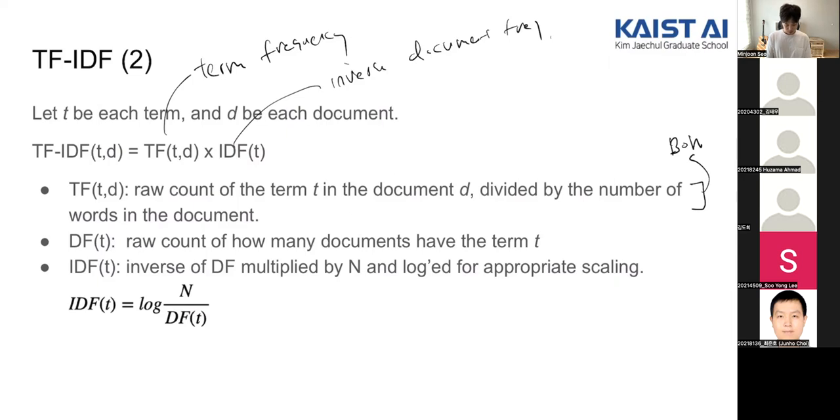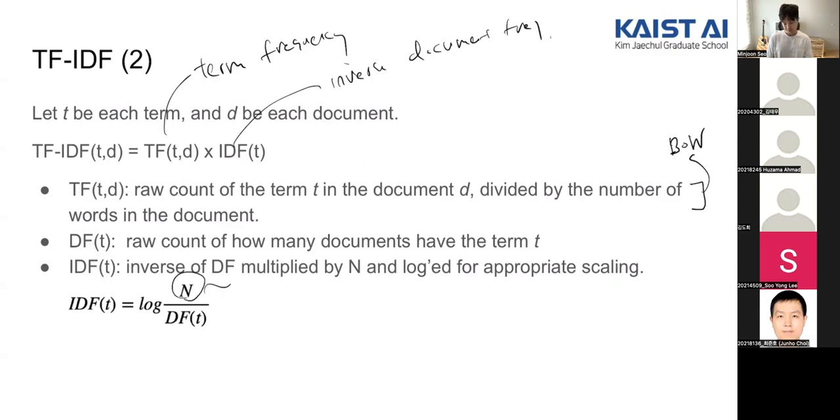But the interesting part is IDF. In order to define IDF, we first define DF, which is the raw count of how many documents have the term t. Note that DF doesn't depend on the document, whereas TF does. So TF depends on two variables, t and d, whereas IDF just depends on t. DF is a raw count of how many documents have the term t, and IDF is computed by taking the log of N over DF of t.